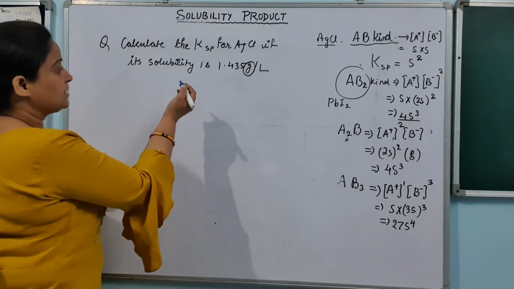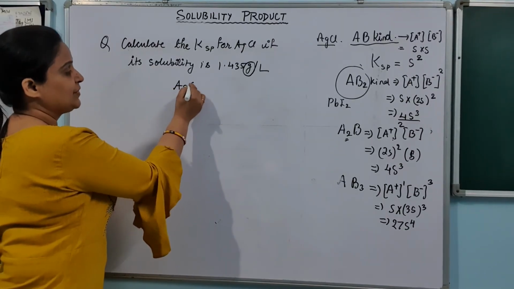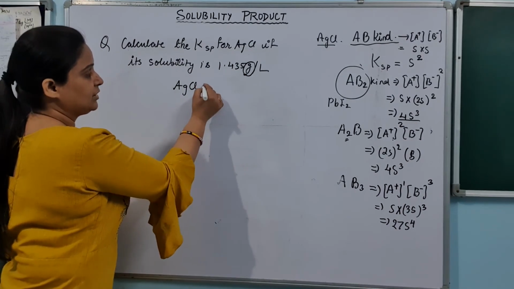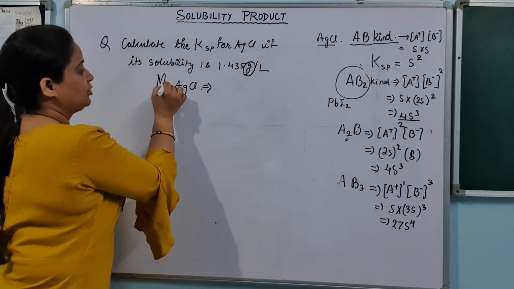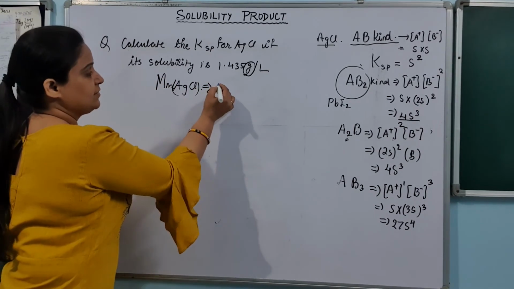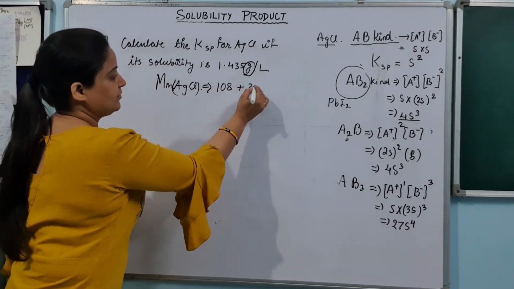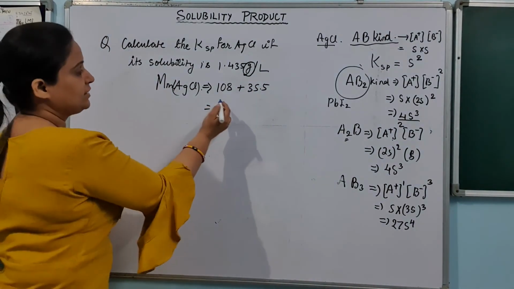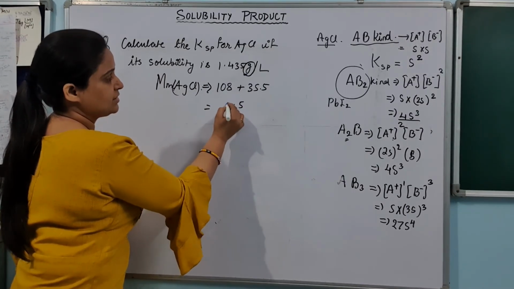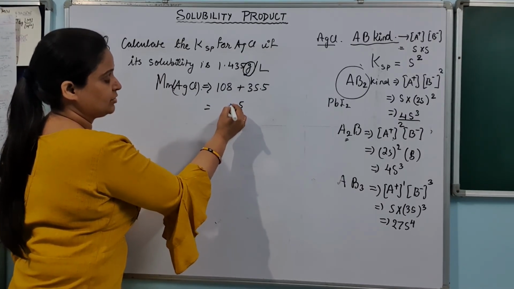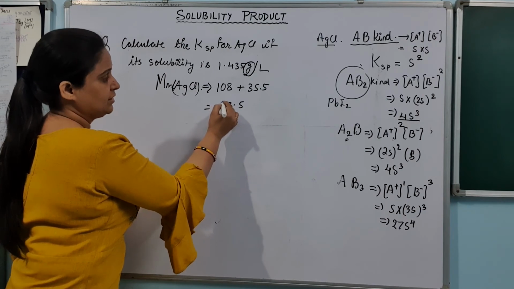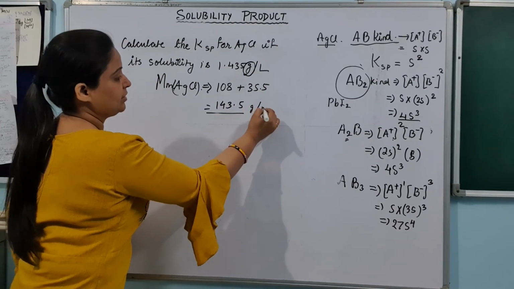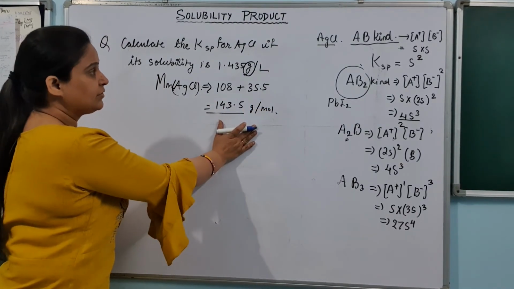So what is the substance? We have AgCl. If you want to convert grams into moles, we have to know the molar mass of AgCl. So the molar mass of AgCl will be: silver is 108 plus 35.5 is the chlorine. So it becomes 143.5 grams per mole. So this is the molar mass of silver chloride.